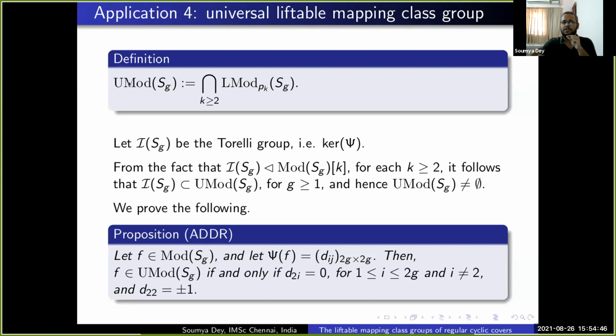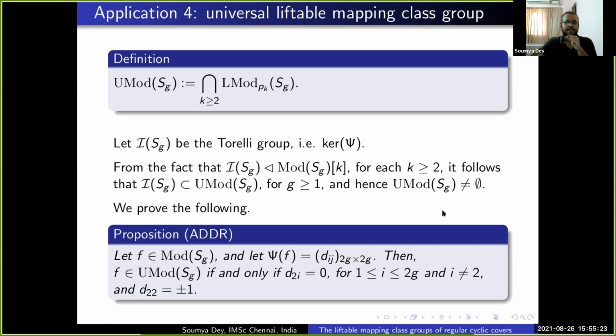First of all, this is a non-empty, non-trivial subgroup. Why is that? The torelli group I of SG is sitting inside our level K subgroup, and again this is sitting inside our L mod for each K, right? So the intersection also contains ISG. Hence, it should be non-trivial.